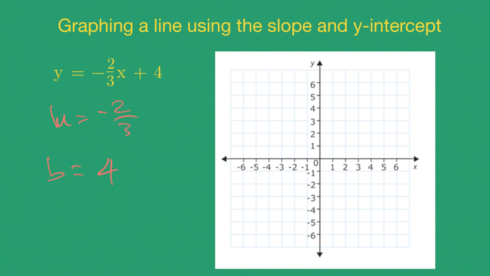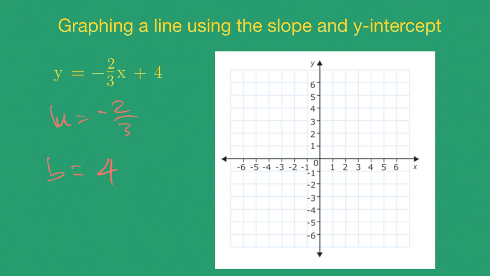Now, let me talk to you about this slope real quick. The way that we originally see this slope, notice that negative sign is right in the middle of that fraction. You only get to use that negative sign one time. Just because it's in the middle doesn't mean it goes with both.